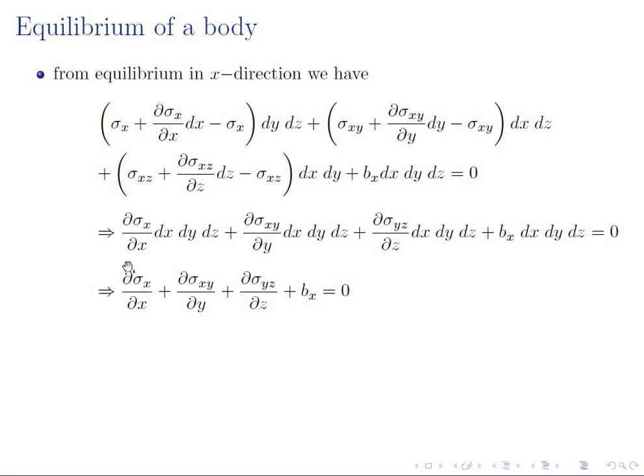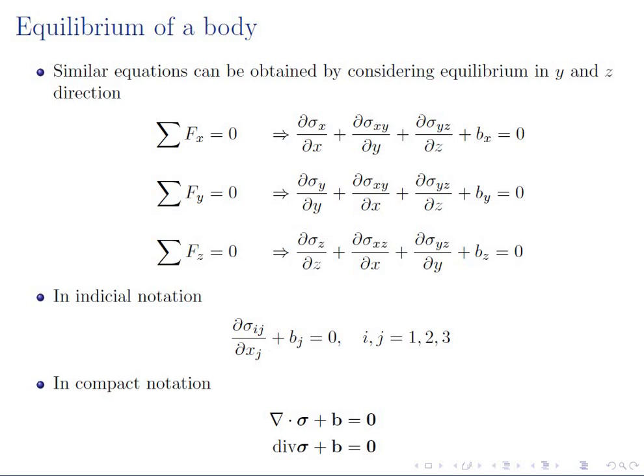Simplifying it, I'm getting this kind of equilibrium equation, which is the equilibrium in the x direction. Similarly, I can also formulate the equilibrium in the y direction and the z direction, and I will get for a three-dimensional body 3 equilibrium equations. Or in a more compact form, in the indicial notation, I can write it as partial sigma ij comma j plus bi is equal to 0.